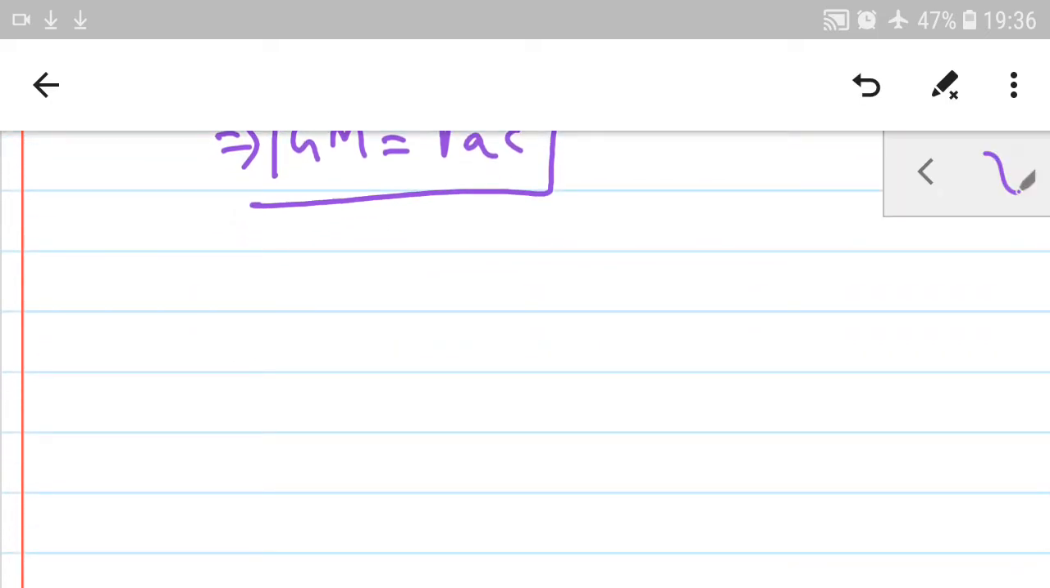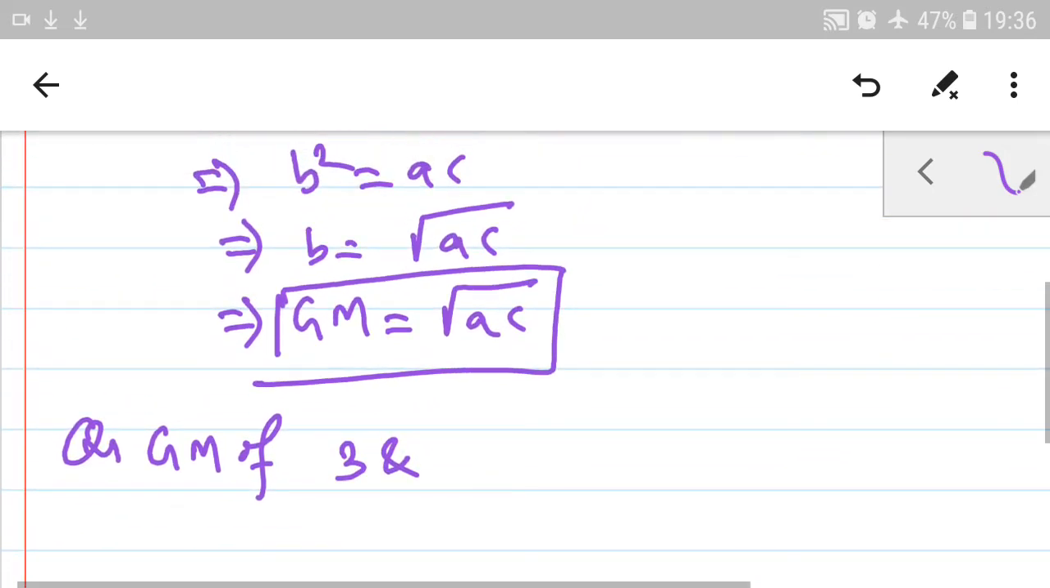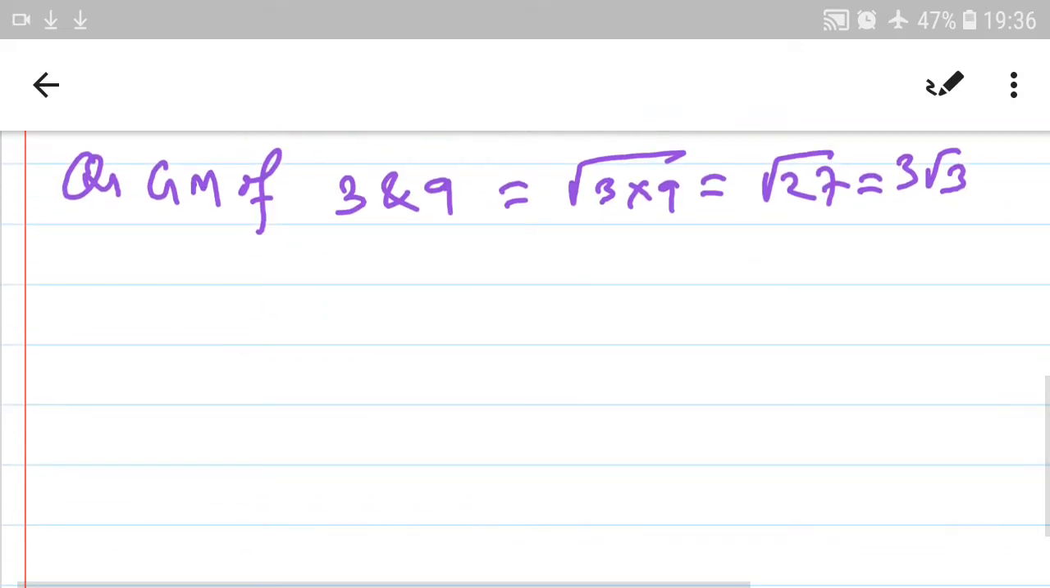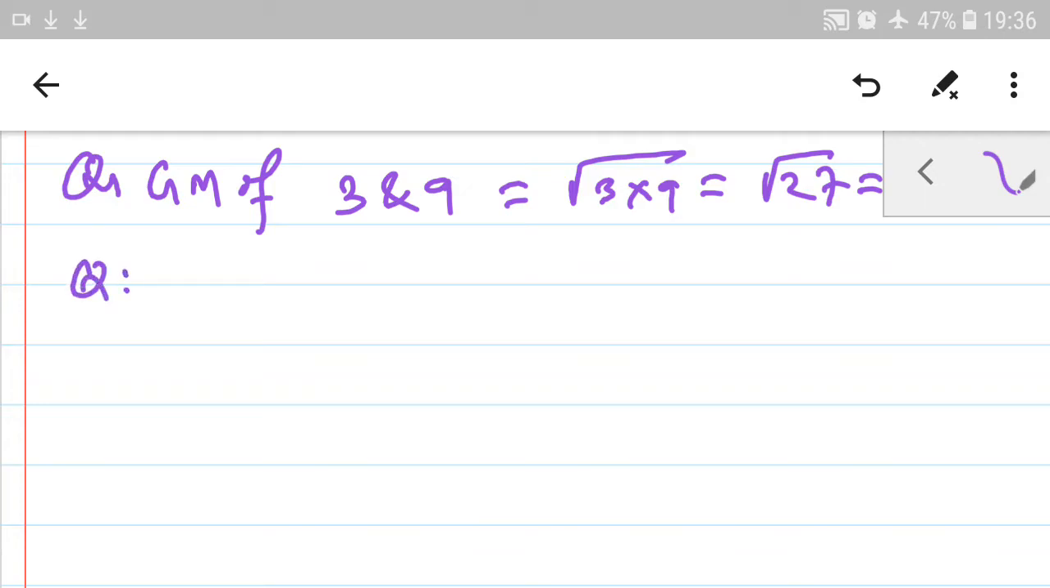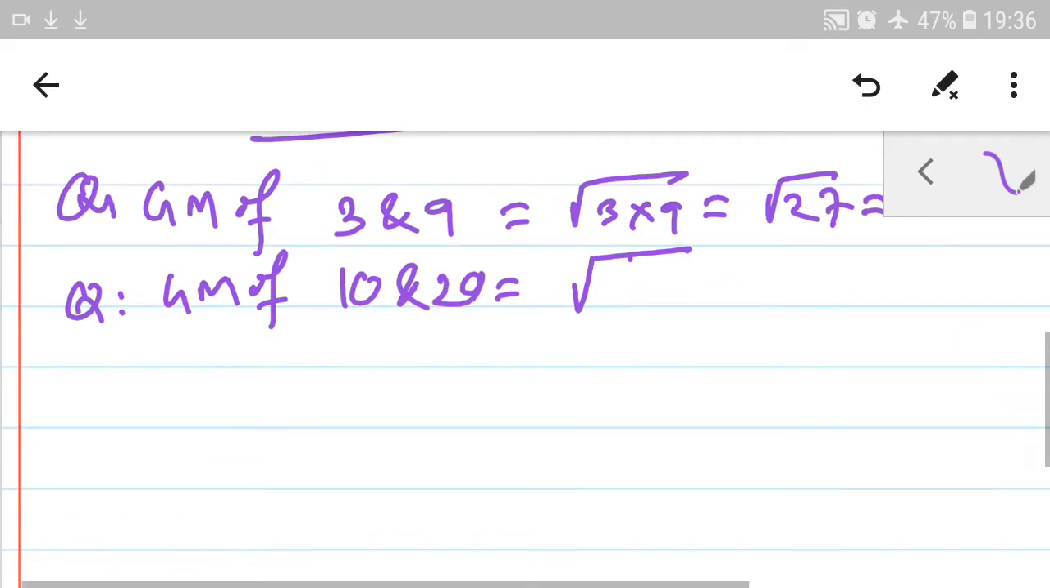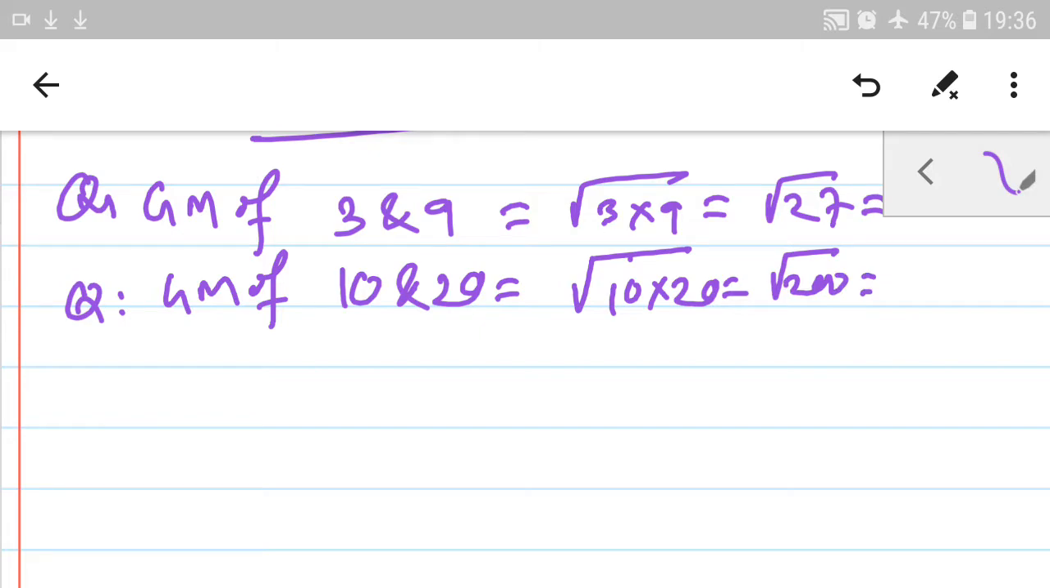So if I ask you, suppose GM of 3 and 9, it will be square root of 3 times 9, which is under root of 27, 3 root 3. Similarly, if I ask you what is GM of 10 and 20, the answer is simply under root 10 multiplied by 20, which is under root 200, and the answer will be 10 root 2.